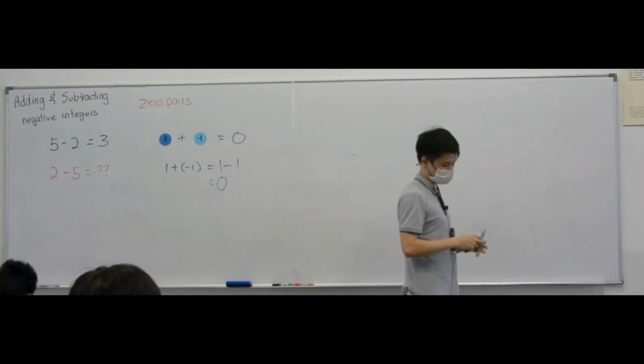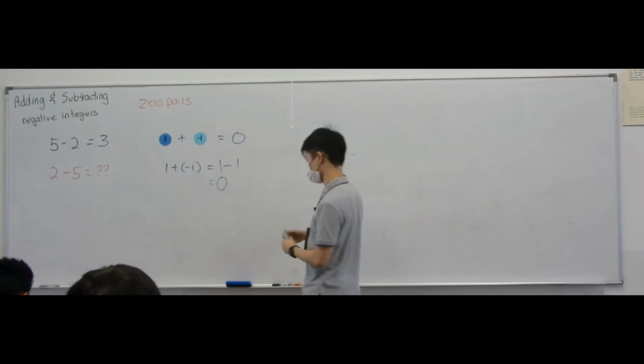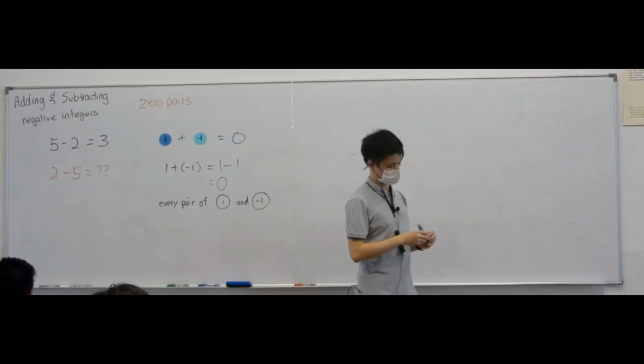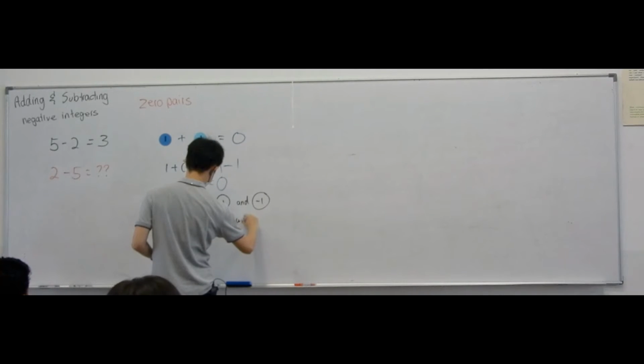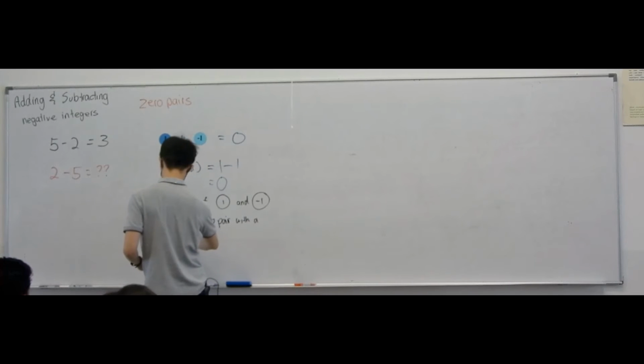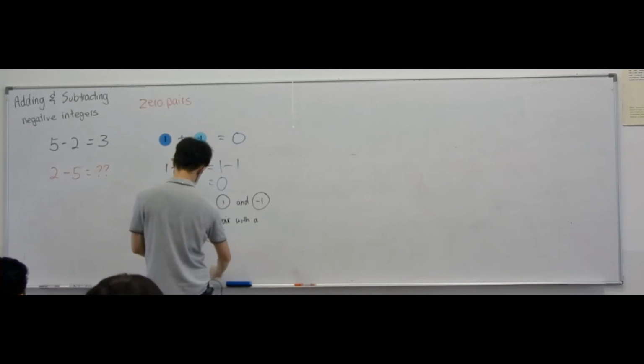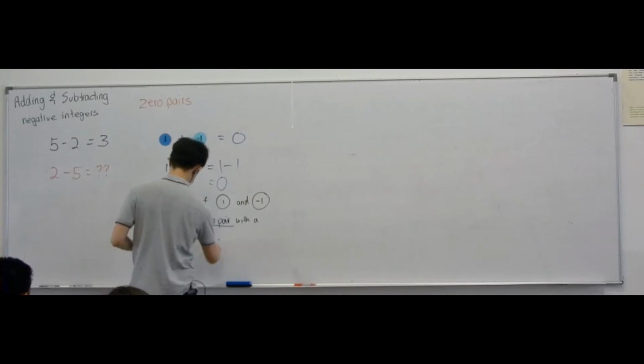Now, I have some blanks there for you, right? So every pair of 1 and negative 1 gives a zero pair with a value of 0. So the blanks you're supposed to write are this one and this one.